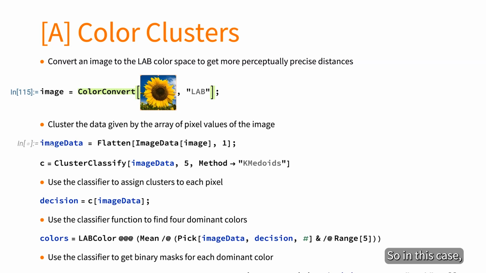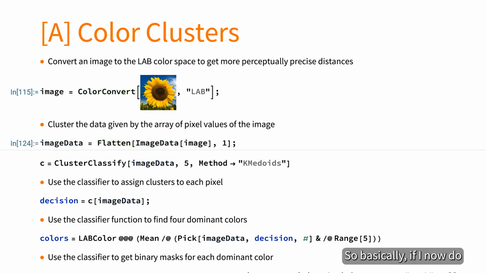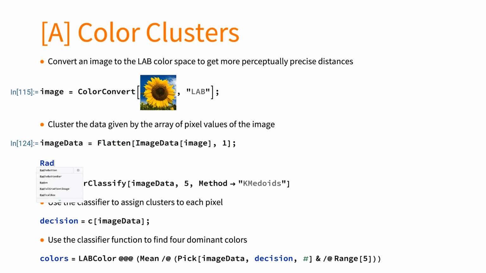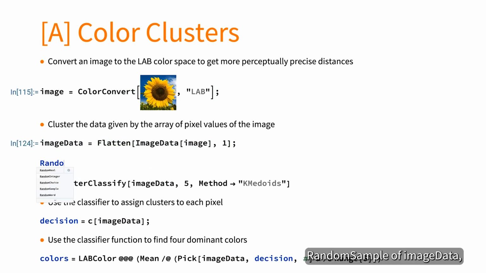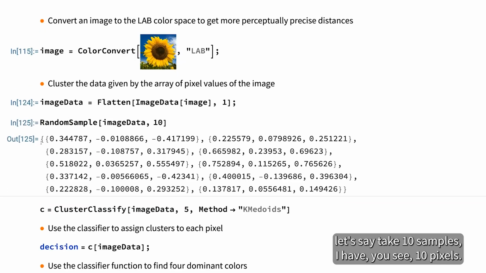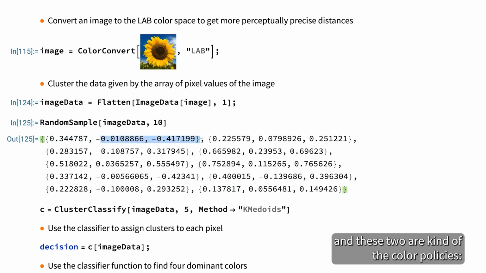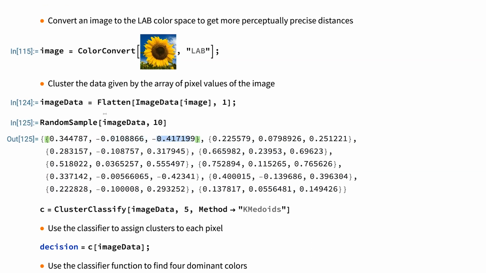In this case, I'm just going to do the dumb thing and take the image data and flatten it. So basically, if I now take a random sample of image data, let's take 10 samples, you see, I have 10 pixels. These are LAB colors, so this is how bright the color is, and these two are their color opponencies. One is a magenta-green axis and one is a blue-yellow axis.